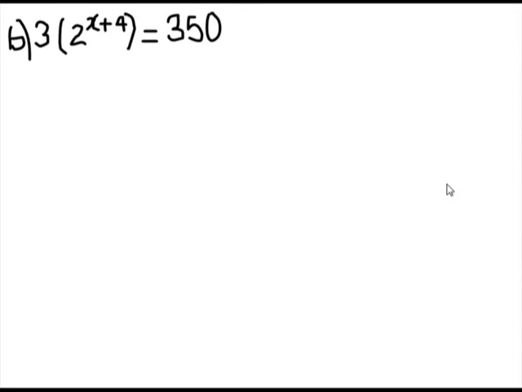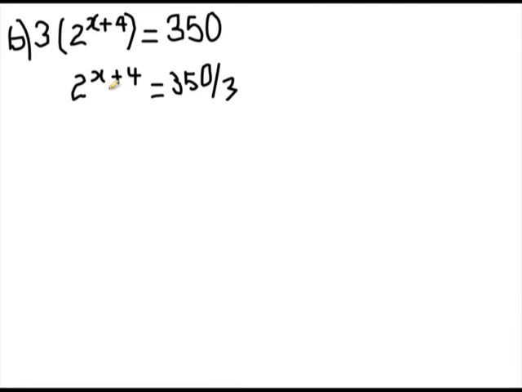Now we are in the second equation. What we're going to do is try to isolate the exponential on the left. So we want to have only 2 to the power of x plus 4 on the left side. So I will have 2 to the power of x plus 4 equal 350 over 3. Okay, so we end up with this.